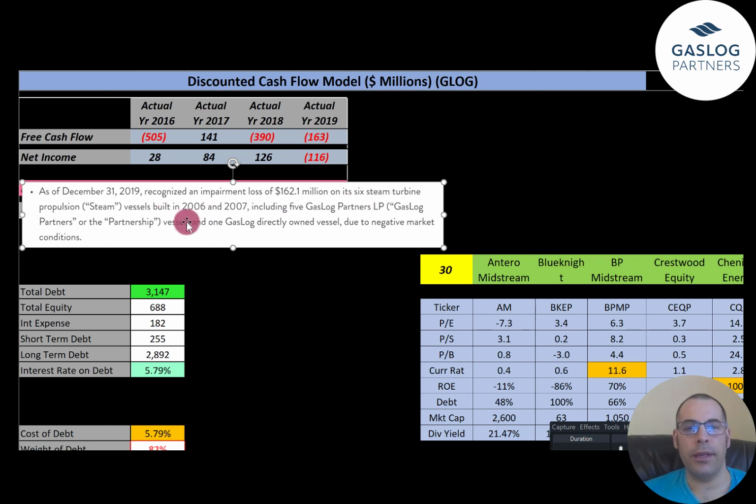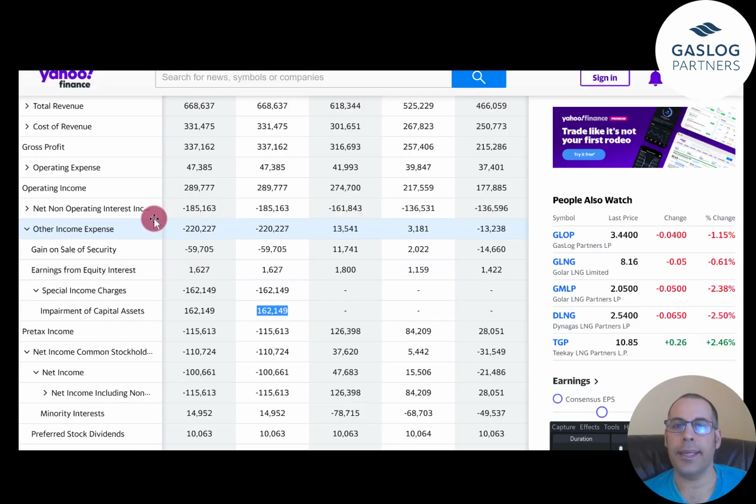Apparently, the value of these vessels was worth a lot less than the balance sheet indicated, so they had to write it down on the balance sheet and pass it through as a loss onto the income statement. An asset is impaired if its market value is less than the value on the balance sheet. Accounts receivable and goodwill are just two examples of assets a company impairs.